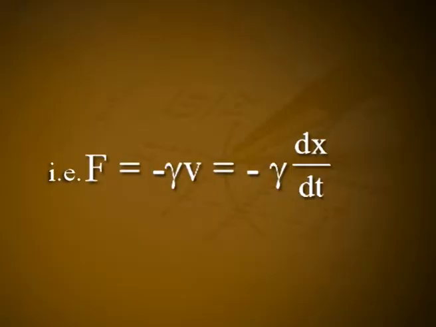If the velocity of the body is small, then the damping force is proportional to the velocity of the particle, that is F is proportional to minus V. That is, F is equal to minus gamma into V, which is equal to minus gamma into dx divided by dt. The negative sign shows that the damping force decreases the velocity. Gamma is a positive constant called the damping coefficient.